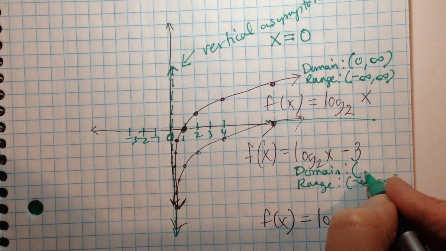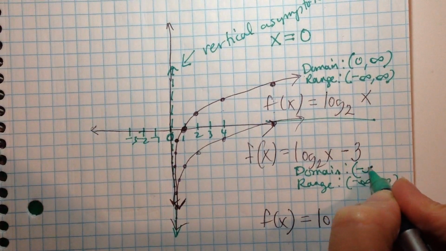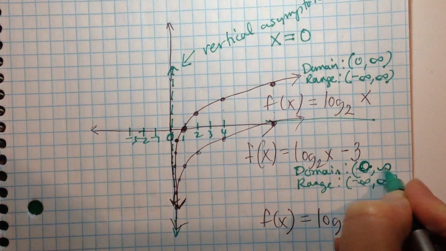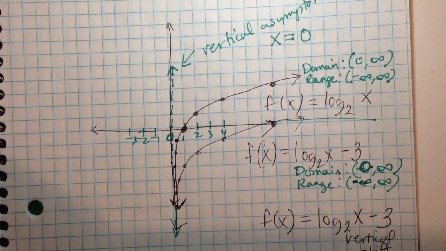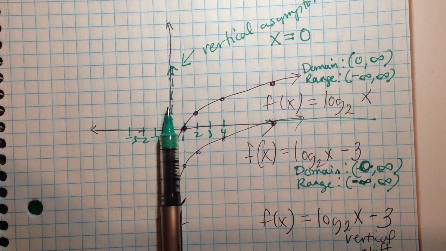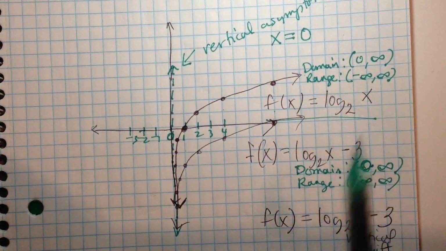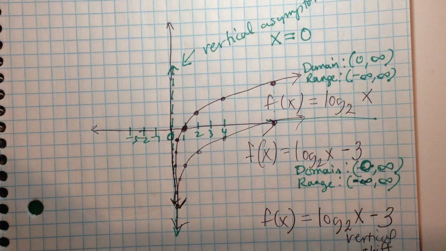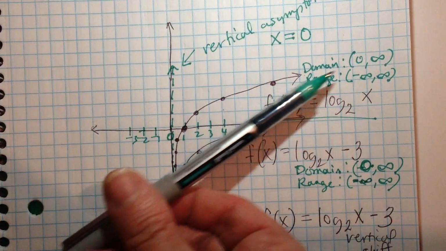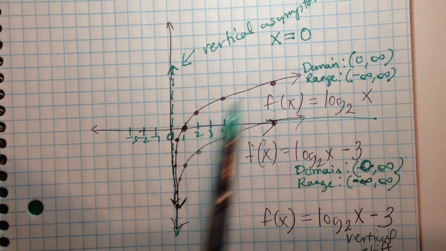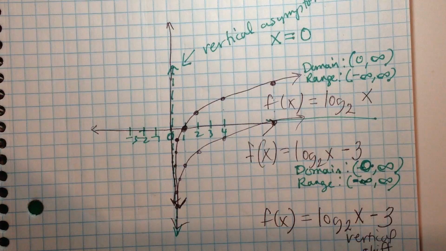So the domain would be the same for this one, from 0 to positive infinity. The range is negative infinity to positive infinity. As far as your domain, the domain that has been used for both of these graphs would be from 0 to positive infinity. The range for both of these would be from negative infinity all the way up to positive infinity, because this graph is just getting larger and larger. Therefore, all of your y's in the positive would be used as well.